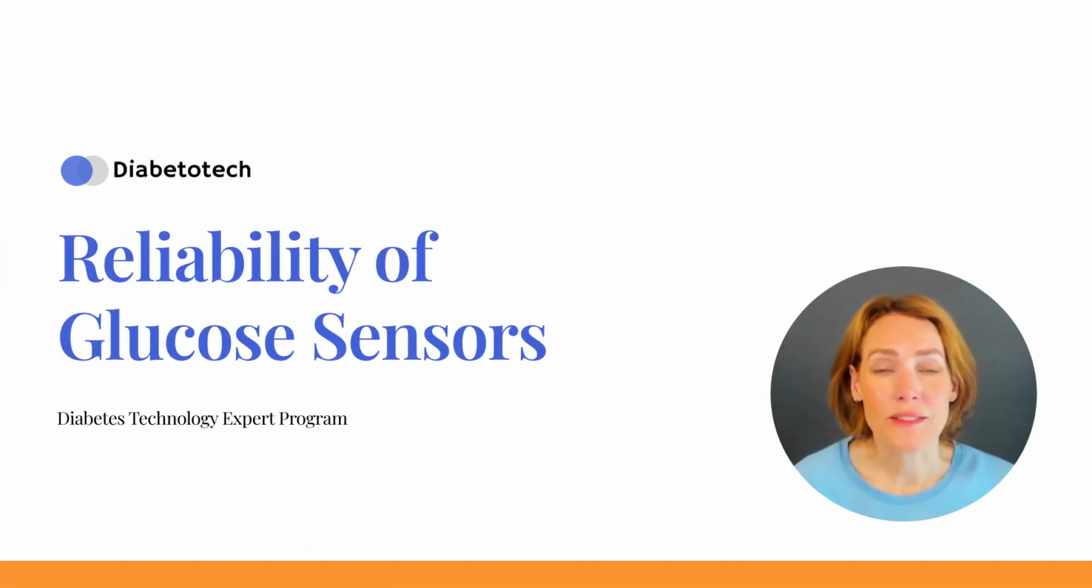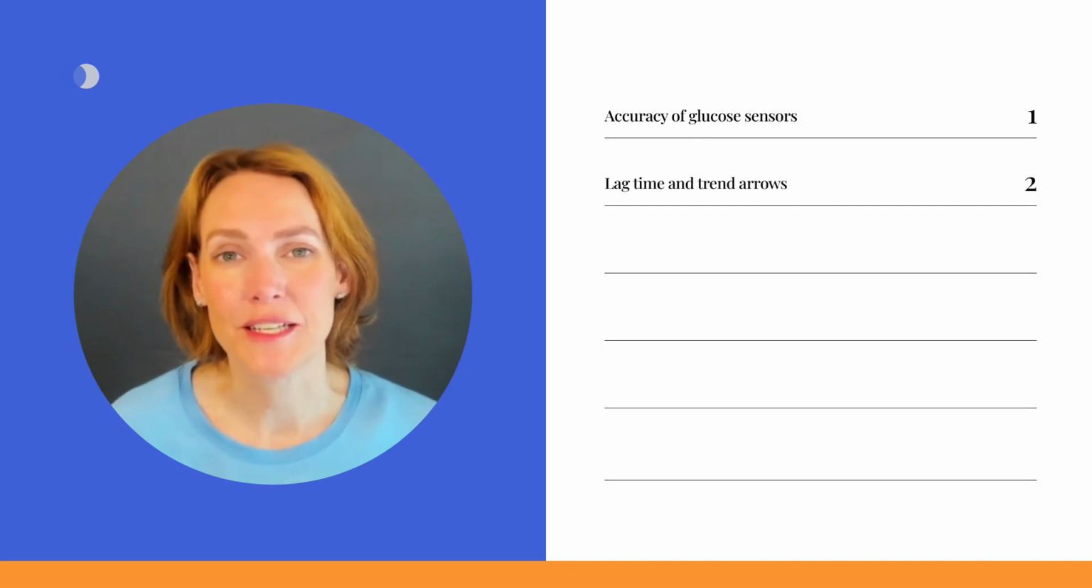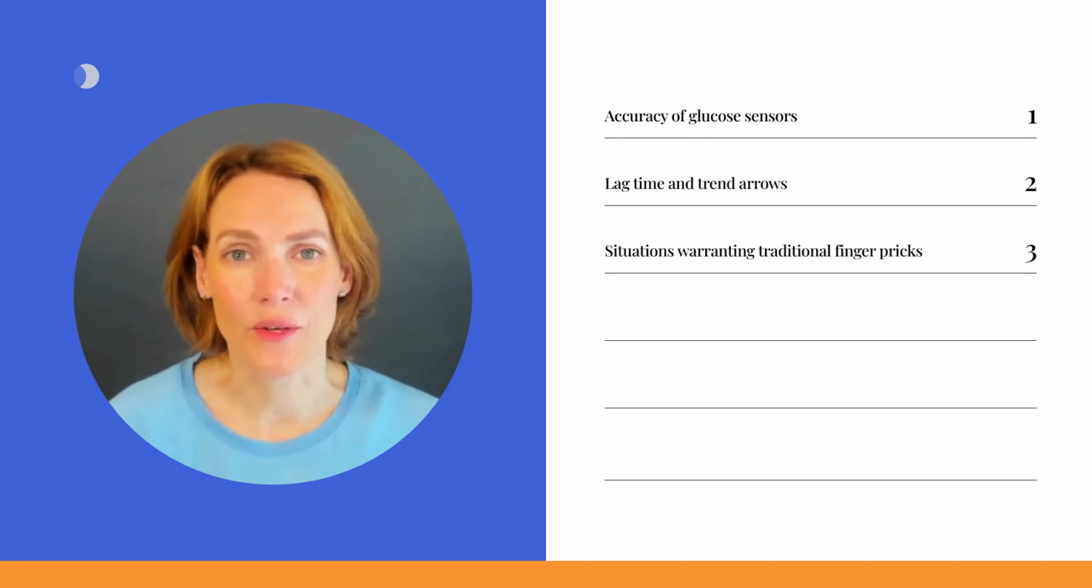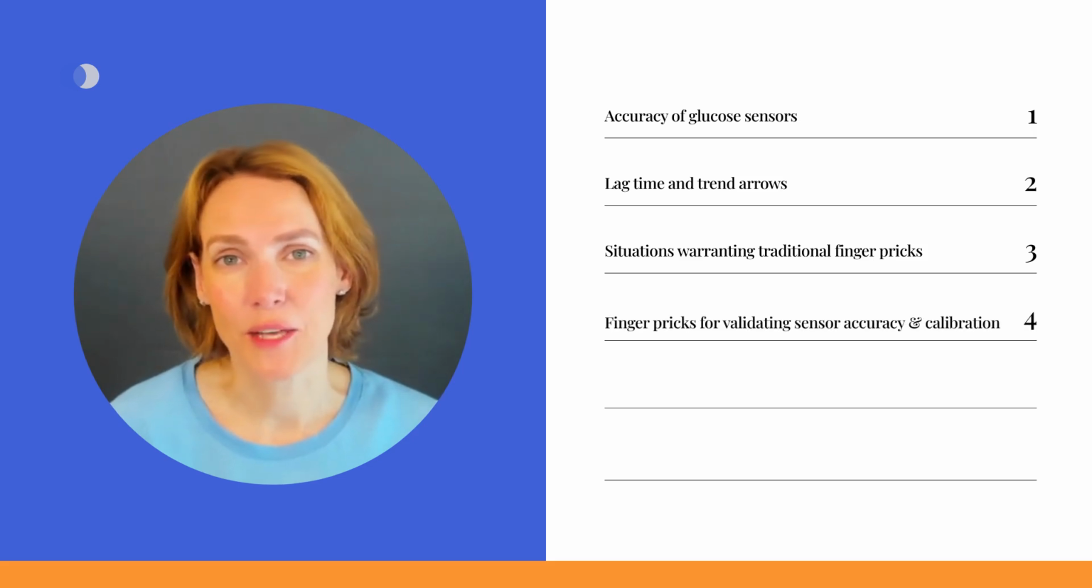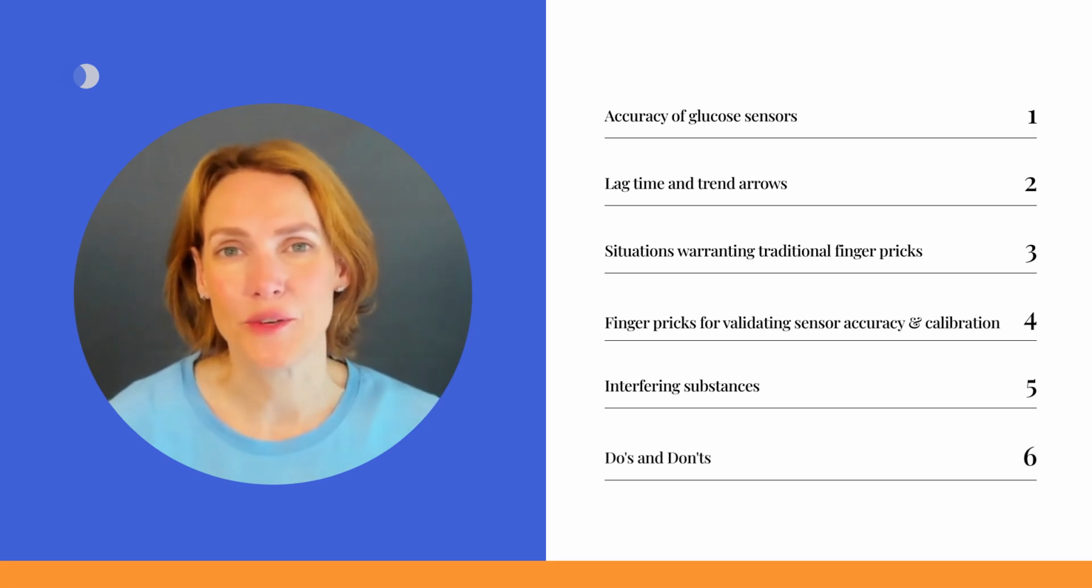In this segment, we'll delve into the reliability of glucose sensors. We'll dissect the accuracy of sensors, trend arrows interpretation based on lag time, instances where a finger prick is required, recommendations for sensor calibration, interfering substances, and some extra tips and tricks.